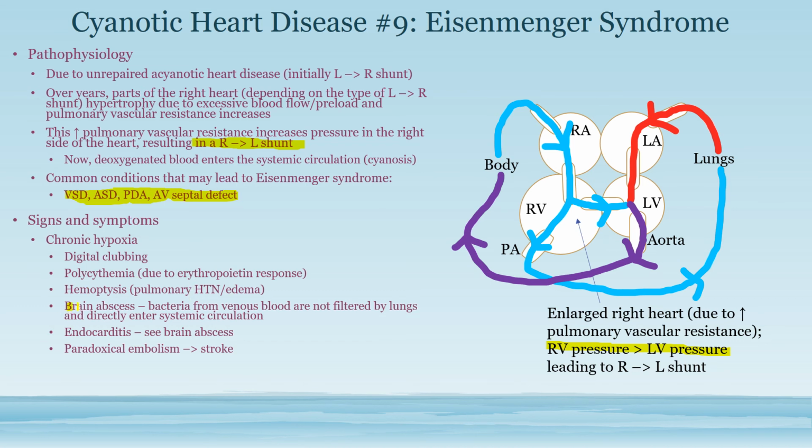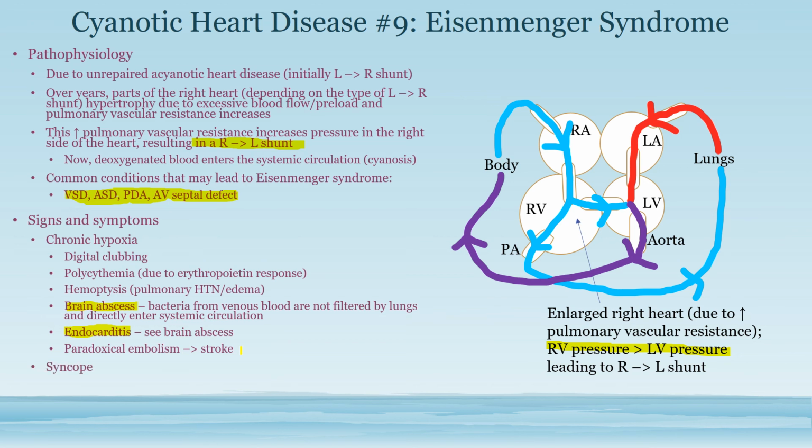You can also get a brain abscess. This is very important in congenital cyanotic heart disease, because bacteria from venous blood will not be filtered by the lungs anymore because it goes straight from right to left. And in these situations, in all cyanotic heart diseases, you can actually get a brain abscess because bacteria shunt from right to left. Same reason you can get endocarditis as well. These bacteria can build up and move over from right to left. We talked earlier about paradoxical embolism. Anytime you have a right to left shunt, you have a possibility of paradoxical embolism.